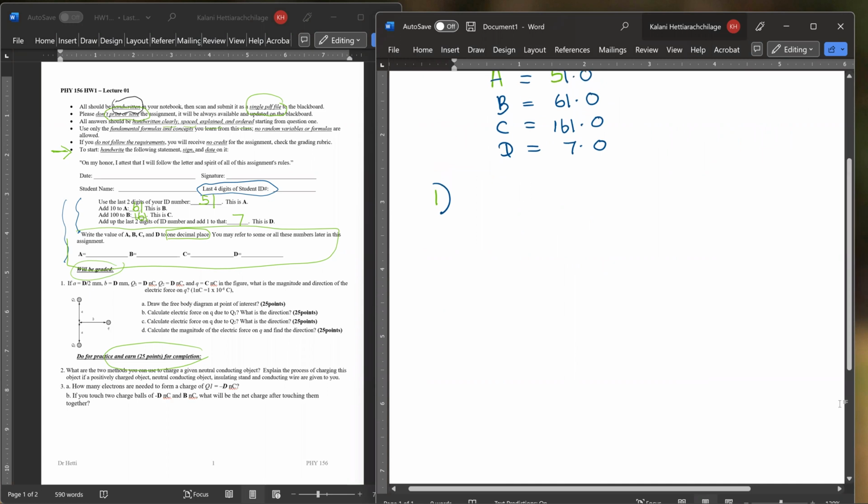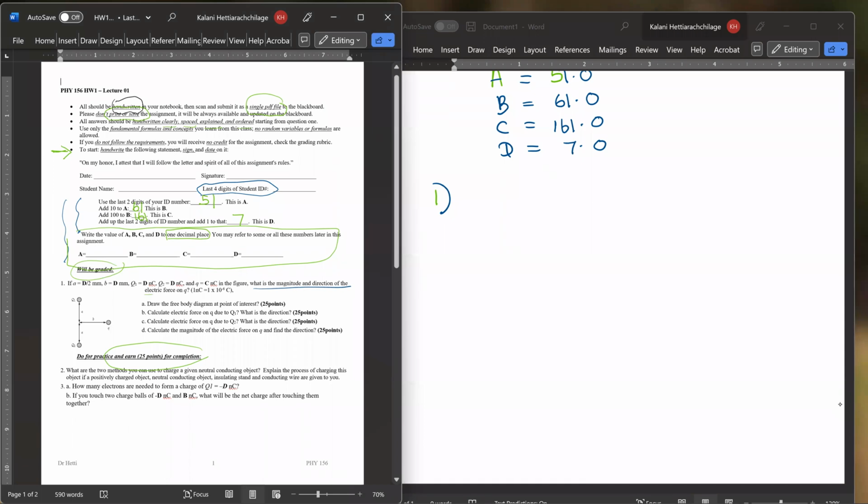So now in this question, you see that A, B, Q1, Q2, and lowercase q are all given, right? And part A is asking you to draw the free-body diagram at the point of interest. So you need to find out, according to the question, which one is your point of interest. So the point of interest will be just lowercase q. Okay, so now before drawing the free-body diagram, I need to draw this setup.